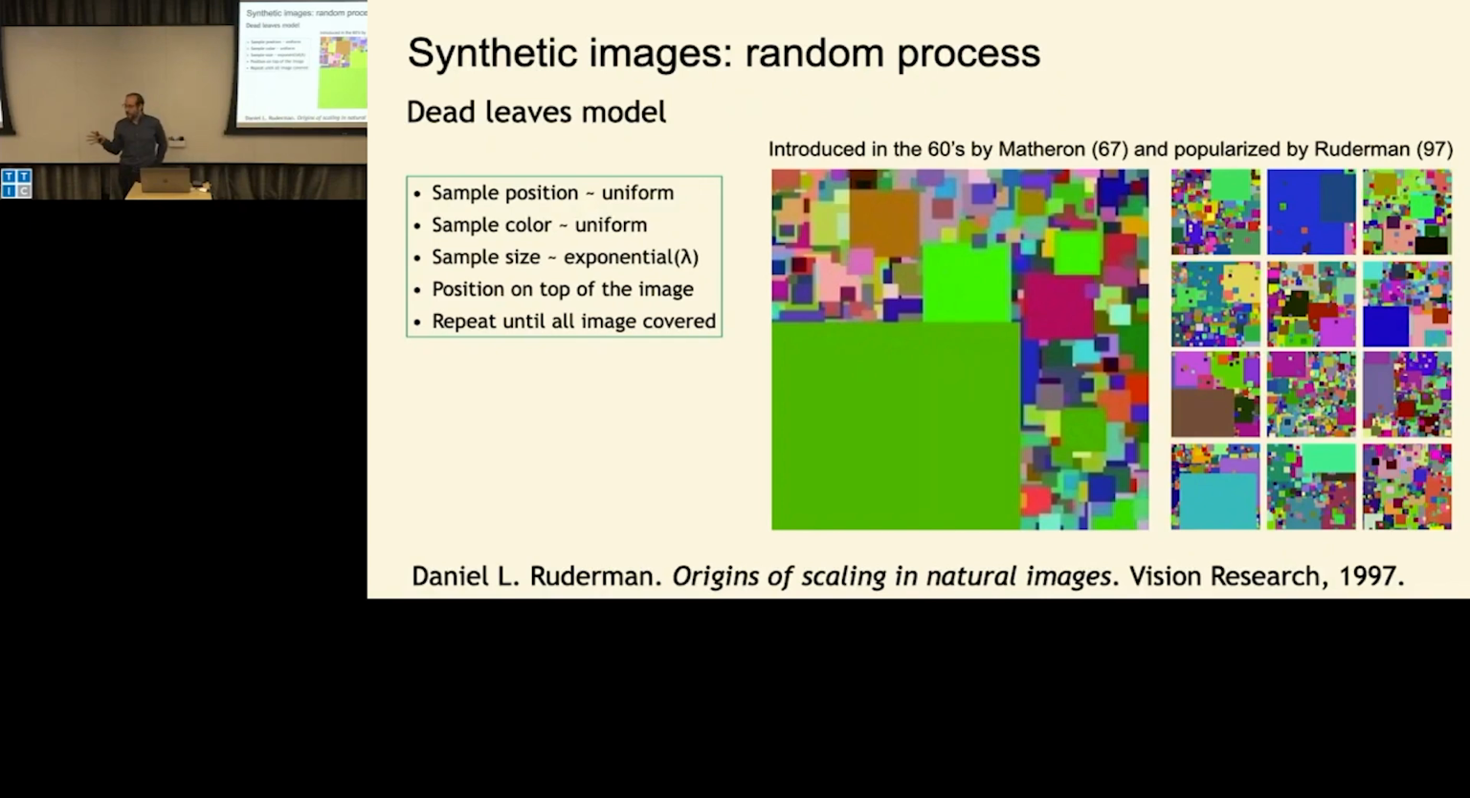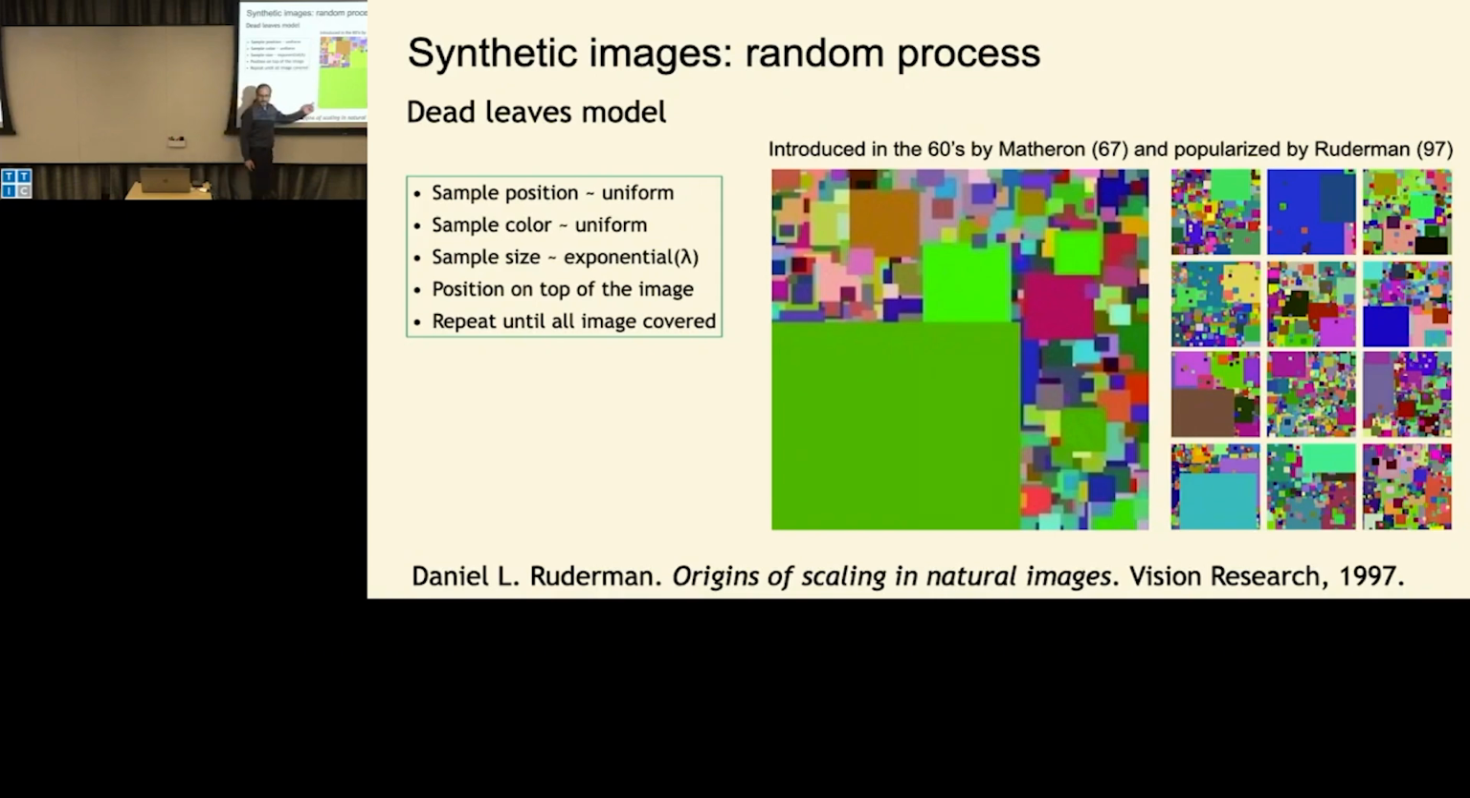It was made popular in the 90s, but it was already very famous in the 60s. And it was a process that tried to explain some of the properties that we observe in natural images. And it consists of the following. The way that an image is created is by dropping leaves on the ground of different sizes, different colors. As they are falling, they occlude each other in a particular order.